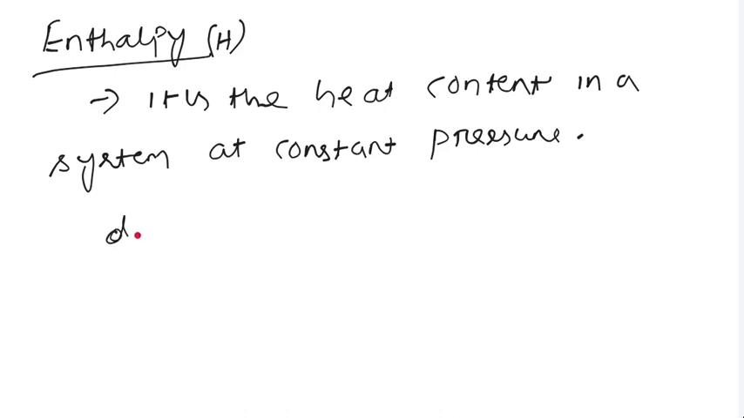So dH, the change in enthalpy, can be calculated by this equation: change in internal energy plus work done, plus volume into change in pressure.